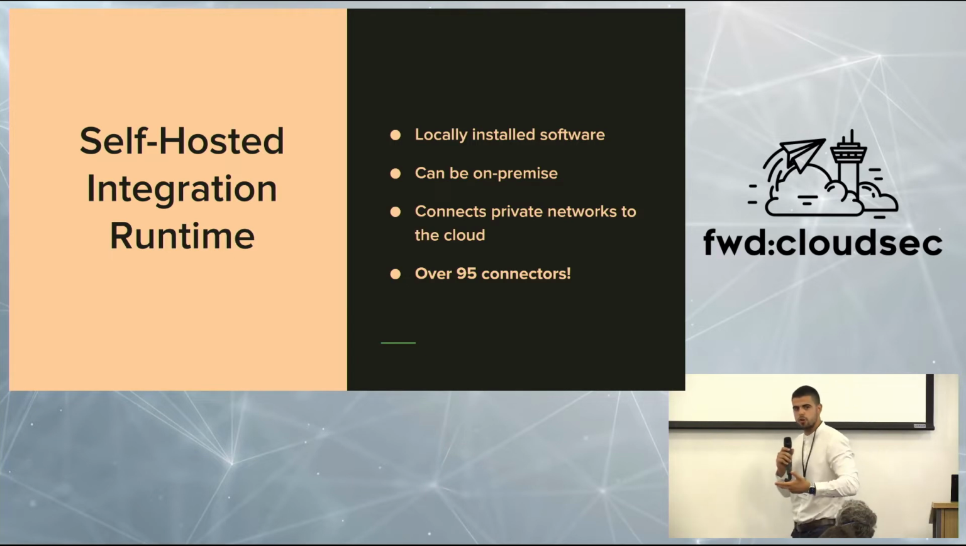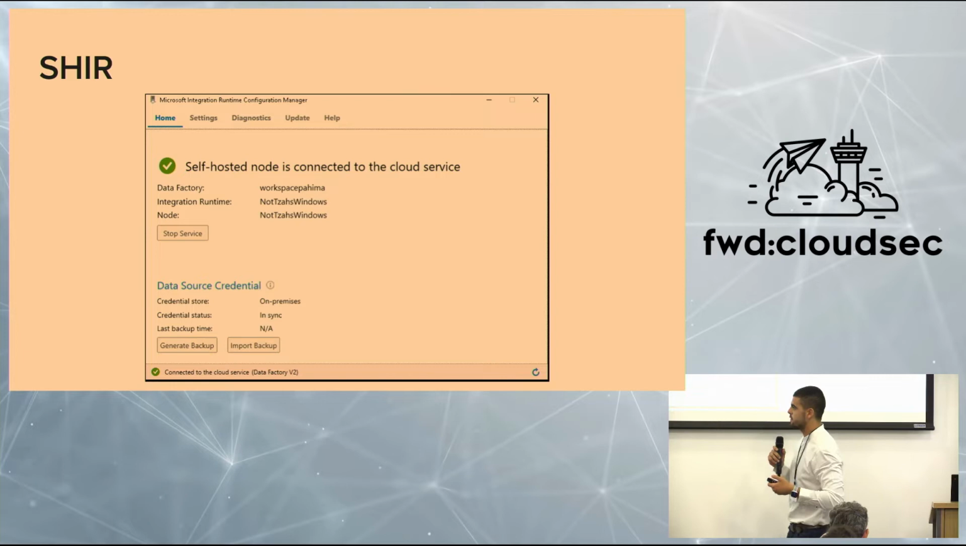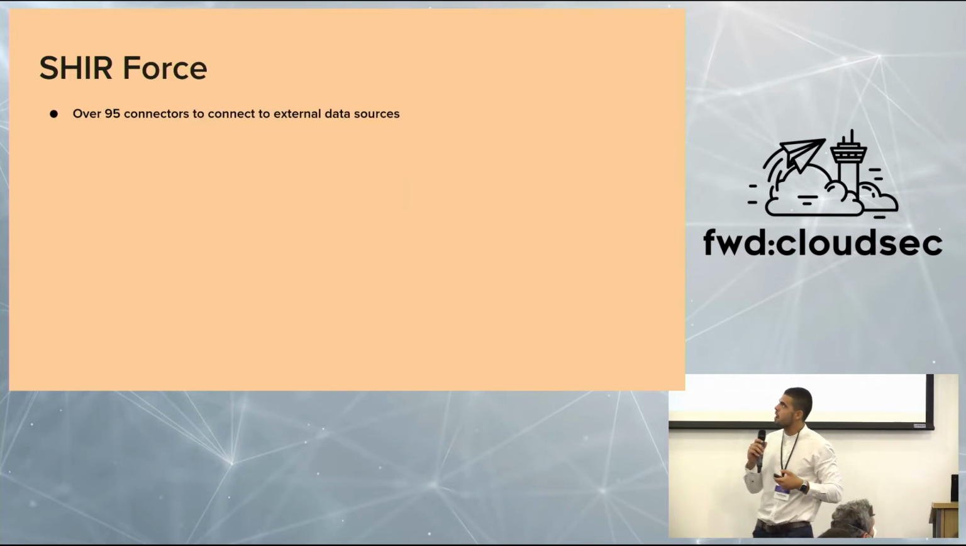Why would that be a feature? Because sometimes I have a MySQL server, for example, inside of my private network, which is not in the cloud. And if I want to import data from that private network to the cloud, makes sense. I can install the self-hosted integration runtime and connect it. It has over 95 connectors to different data sources. This is how it looks in the user interface, pretty basic. Self-hosted node is connected to the cloud service. Okay, so we talked about the fact that it has over 95 connectors.